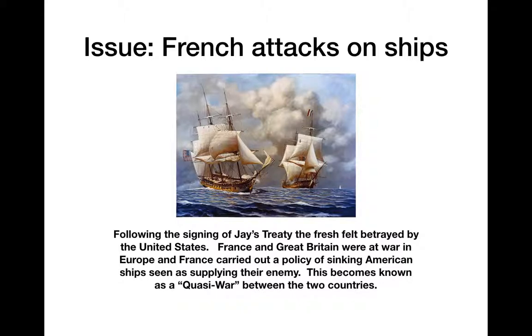After Jay's Treaty was signed, the French felt betrayed by the United States. And what we see here is that they kind of opened up the floodgates to attack any ship that was flying U.S. flags. And this becomes known as a quasi-war.